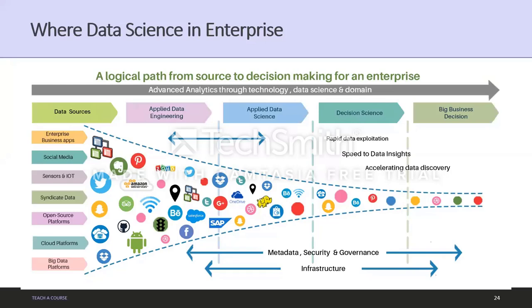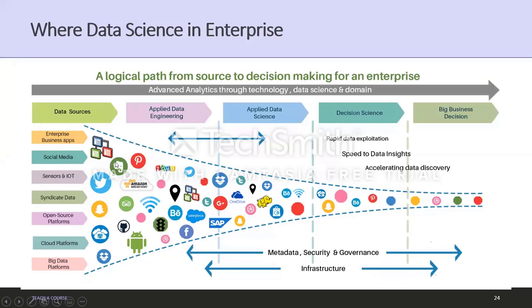The same way, all the applications, look at over here, the data sources: the enterprise business applications, social media, sensor, IoT, and the syndicate data, open source platform, cloud platform, big data platform. So these are all the data. Their applications might be mounted on these spaces, and the data is coming out from all those data sources.